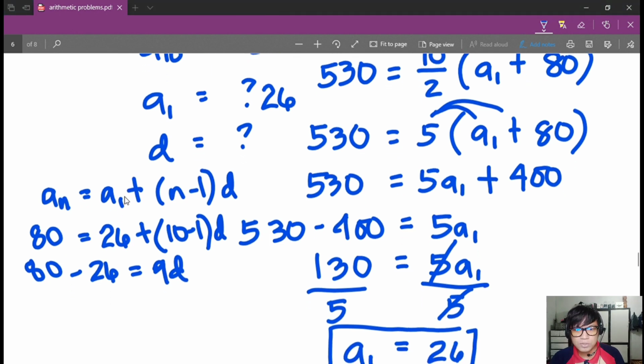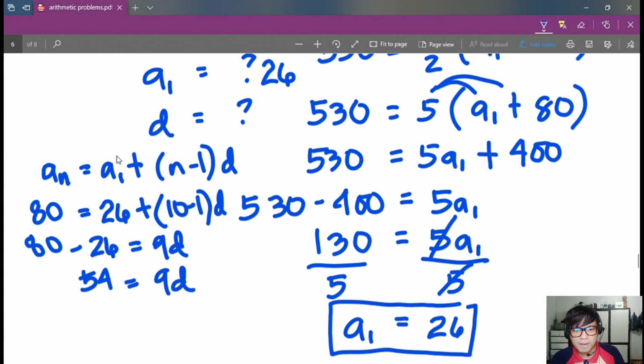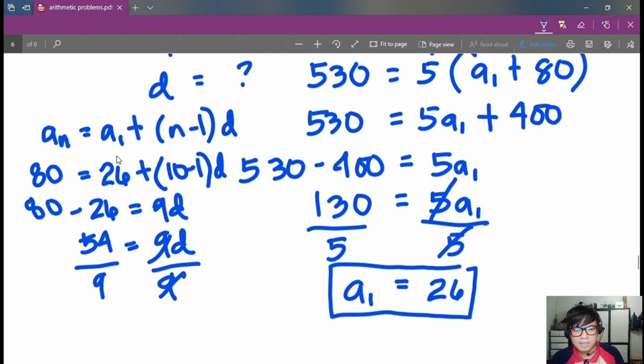Then 80 minus 26 pala is 54 is equal to 9d. So, divide both side by 9. 9 din dito. So our d, 54 divided by 9 is 6. So our d is 6.